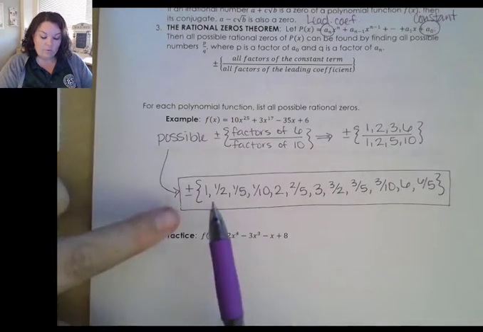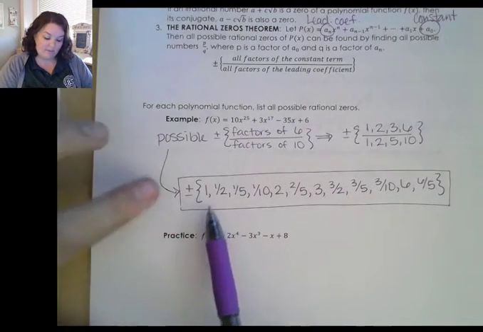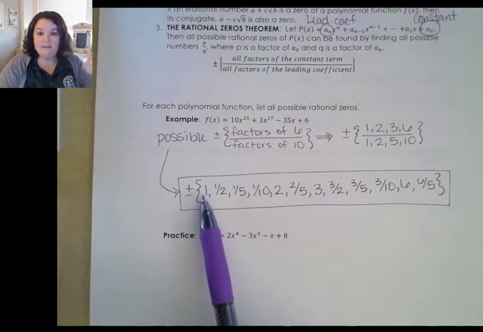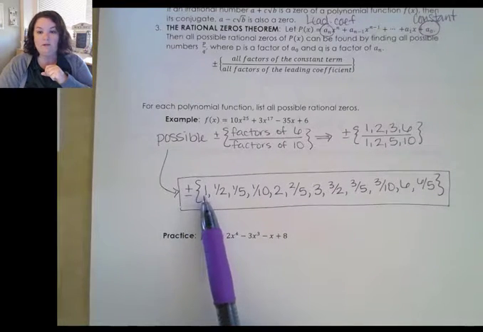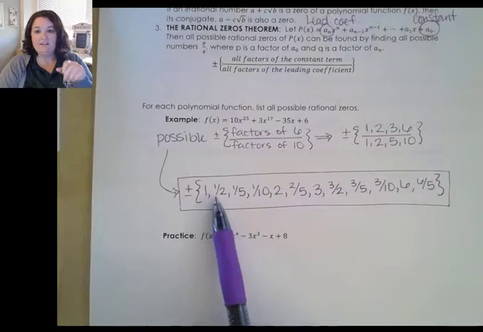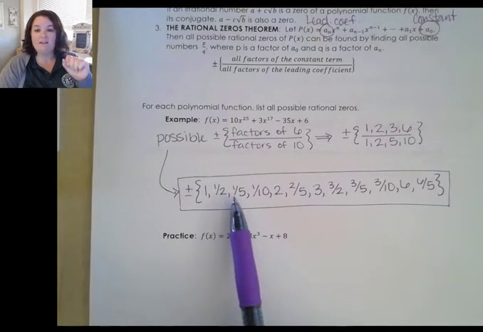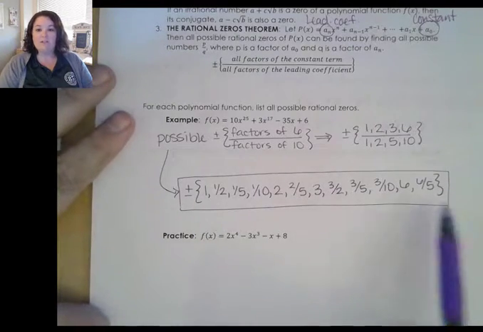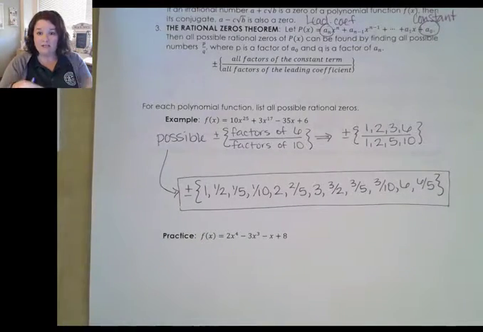Okay, so what we would do from here is we would say, okay, let's plug 1 in using synthetic division and see if it gives us a 0 remainder. If not, okay, let's try -1 and see if it gives us a 0 remainder. If not, we try 1/2 and then -1/2 and then 1/5 and then -1/5. Does that make sense? So this just gives us our short list of numbers to try to plug in until we get one that works.